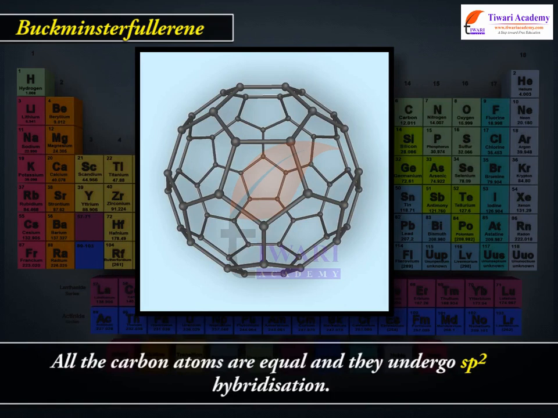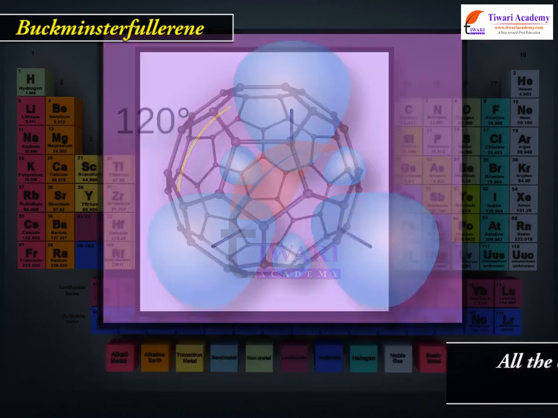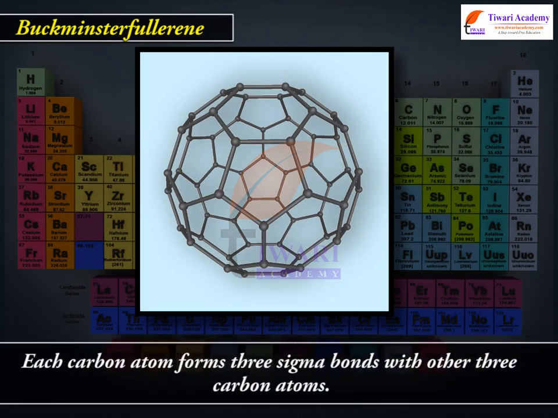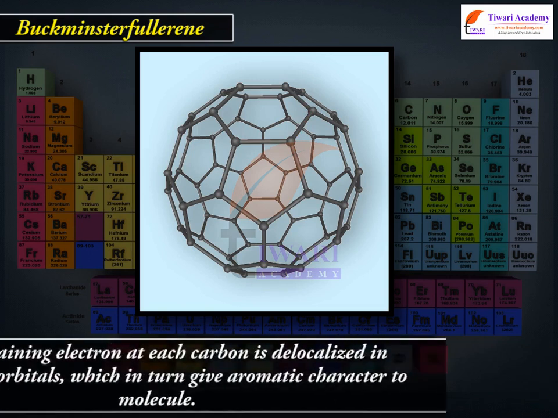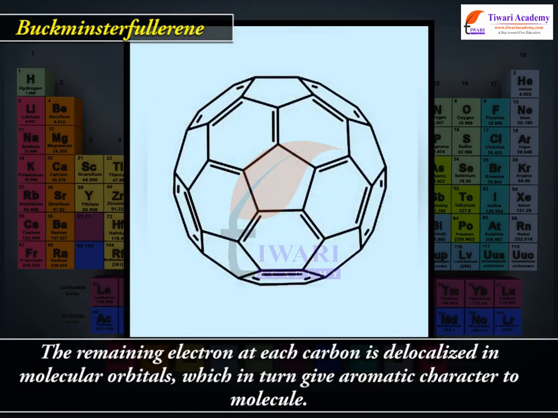All the carbon atoms are equal and they undergo sp2 hybridization. Each carbon atom forms 3 sigma bonds with other 3 carbon atoms. The remaining electron at each carbon is delocalized in molecular orbitals, which in turn give aromatic character to the molecule.